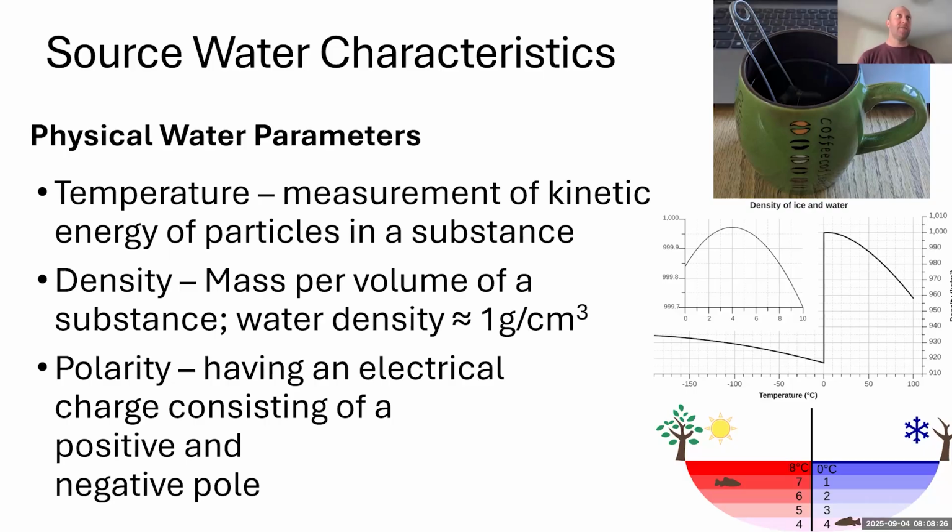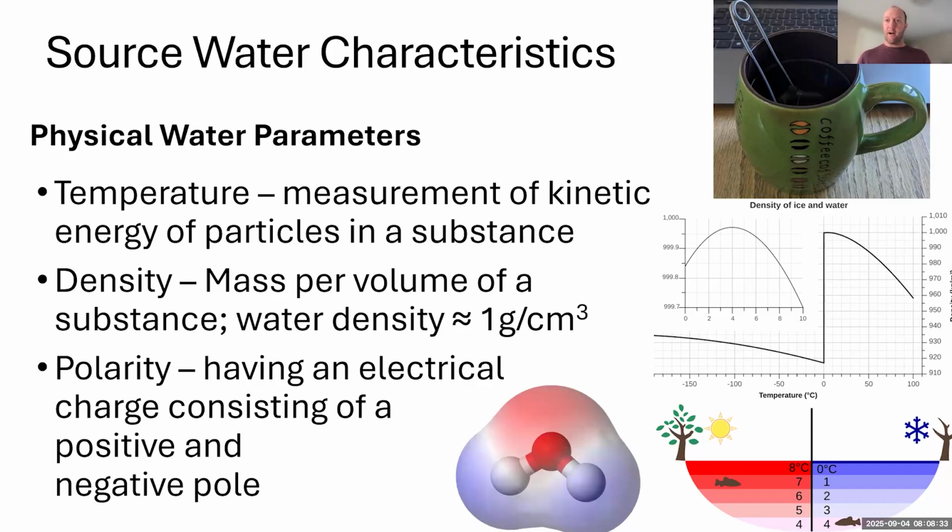The last physical water parameter that I'll talk about is polarity. You've probably seen this diagram before. This is the water molecule, and you can see our hydrogen and oxygen atoms over here: two hydrogen, one oxygen, H2O. In this graphic, you can see red and blue. The red is a net negative charge, and the blue is a positive charge. You can think of this like a magnet.